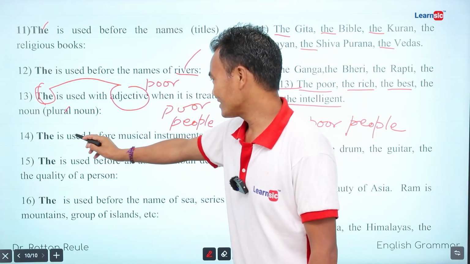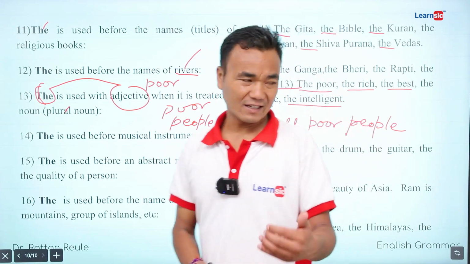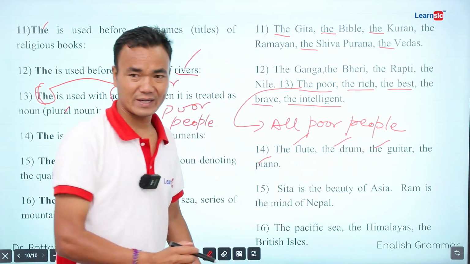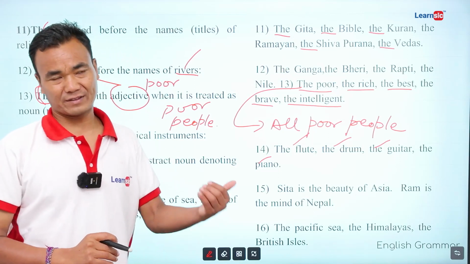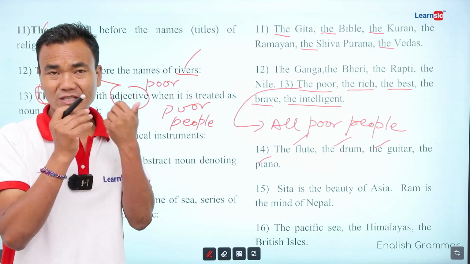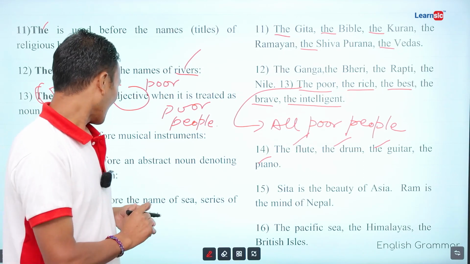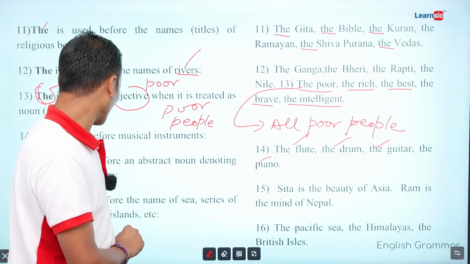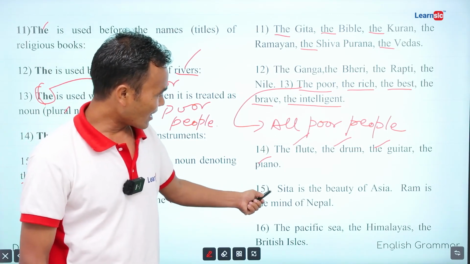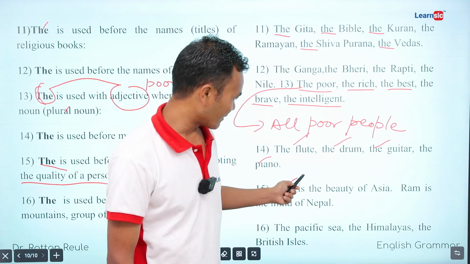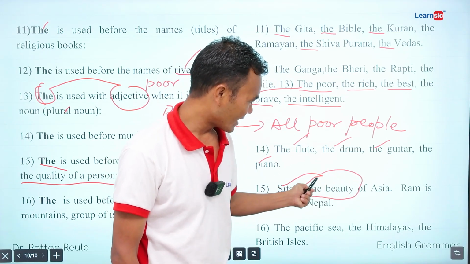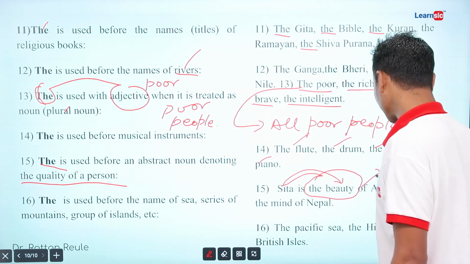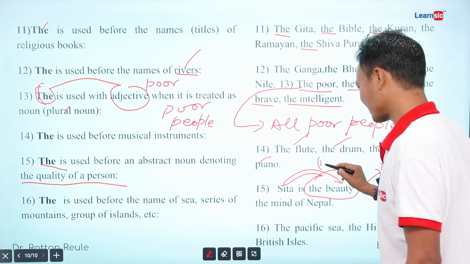Now next, "the" is used before musical instruments, for example, the flute, the drum, the guitar, the piano, right? Before the names of musical instruments, we have to use the article. And "the" is used before an abstract noun denoting the quality of a person. Sita is the beauty of Nepal, so Sita refers to this abstract quality, so that's why. There are two reasons: one is the abstract quality, and the second is the "of", because of these two things we are using it.